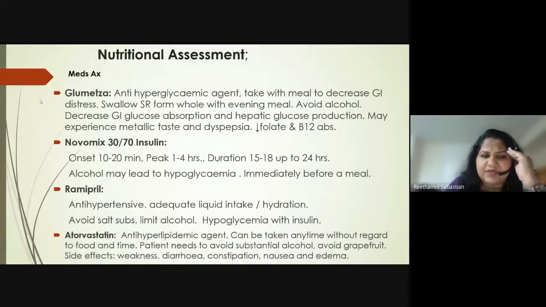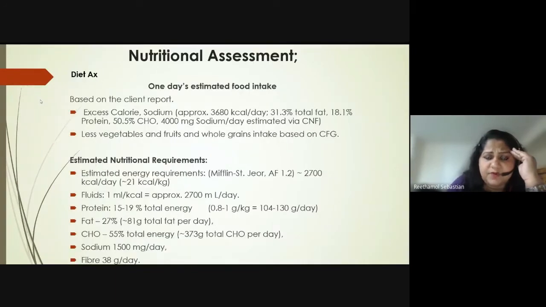Medical assessment: basically we have to see why. Glumetza is the anti-hyperglycemic agent, but we have to ask whether he takes alcohol, right? You see, avoid alcohol, but he's still taking alcohol, which is not a good thing. But basically you have to see if there is any drug-nutrient interaction. That's the point we are looking at from this medication assessment. Novamax is an insulin, Ramipril is an antihypertensive, and a statin is for cholesterol lowering. It depends upon what medication they are taking.